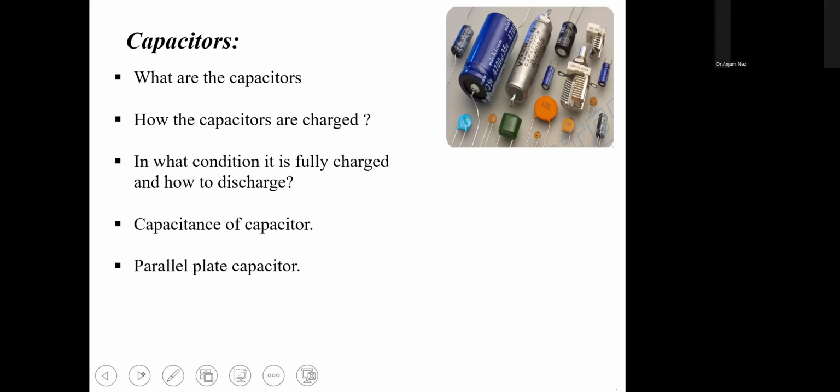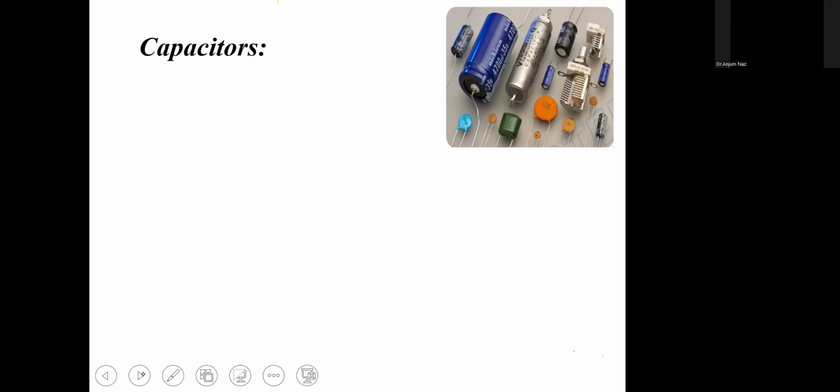We'll find the capacitance of a parallel plate capacitor in different cases, that is with and without a dielectric medium between the plates. So to start with, let us see what capacitors are.